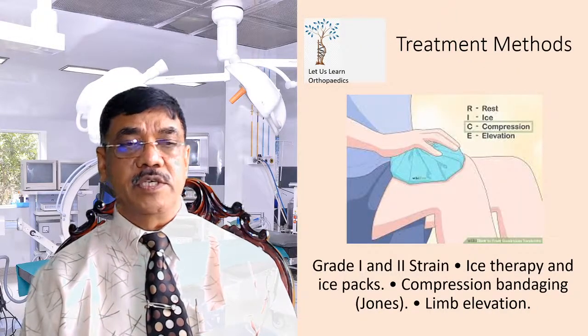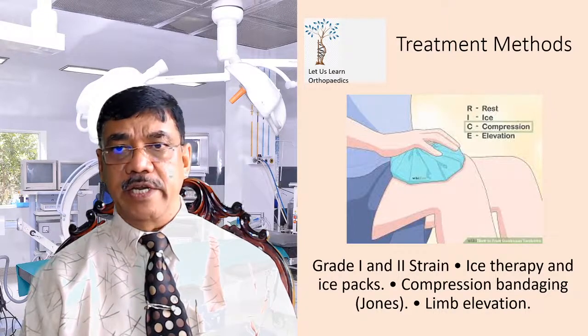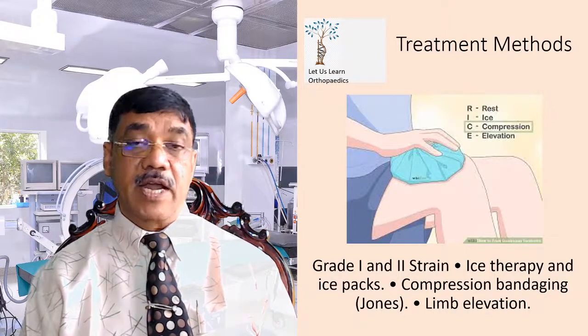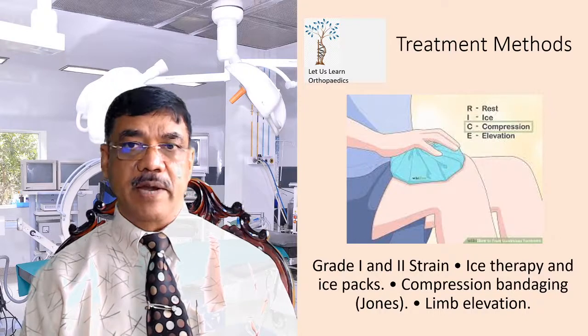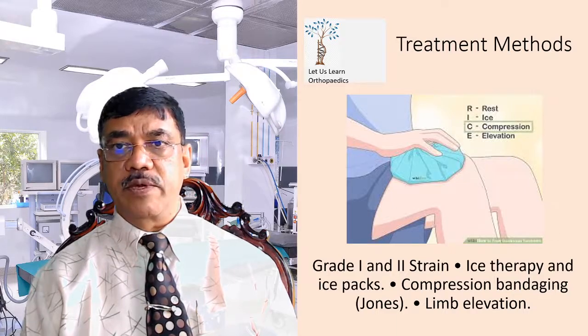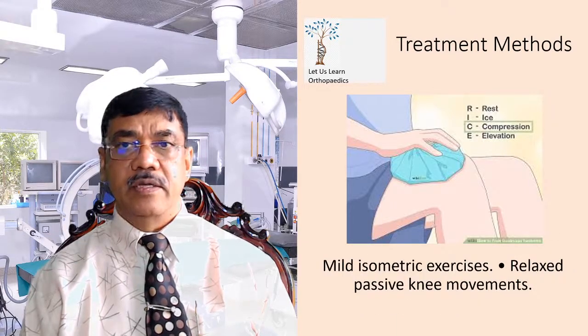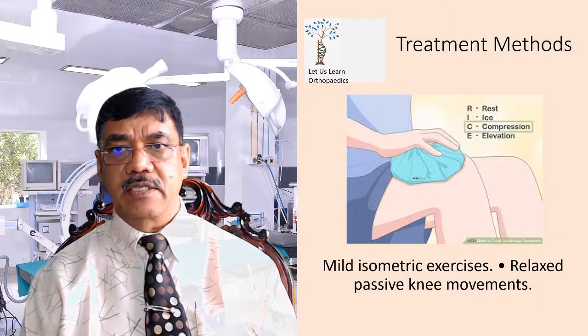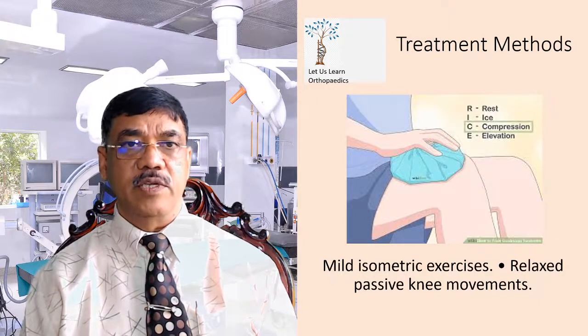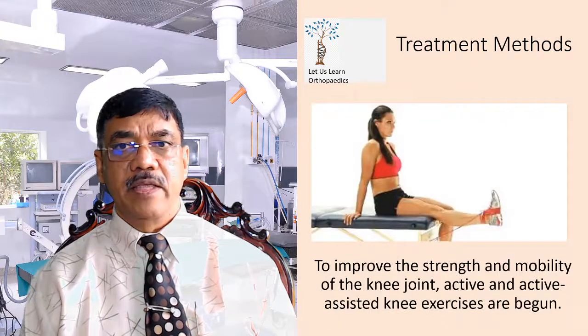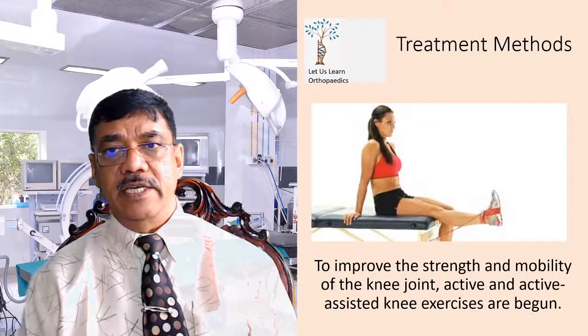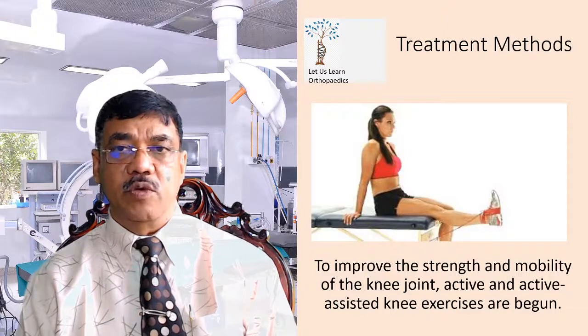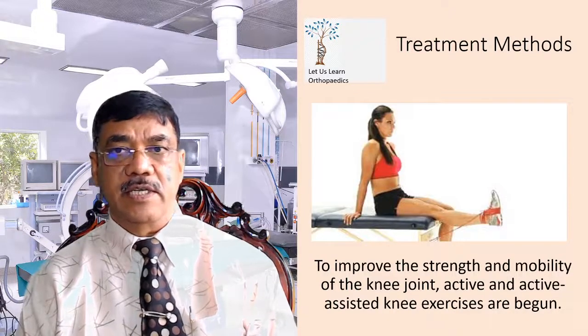So, coming to the treatment methods for grade 1 and grade 2 strain: ice therapy and ice packs, compression bandage, that is Jones bandage, can be given, and limb elevation, that is rest, ice, compression and elevation. Then once the pain subsides, mild isometric exercises and relaxed passive knee movements can be started. To improve the strength and the mobility of the knee joint in the later weeks, active and active assisted knee exercises are begun.